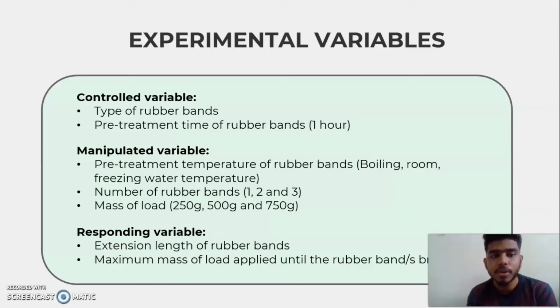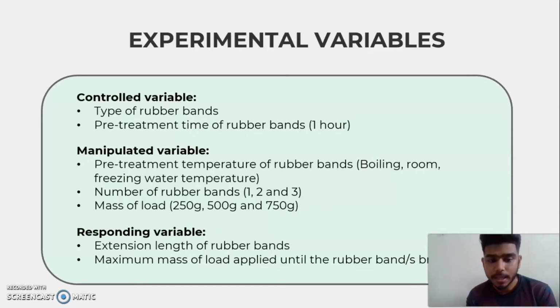For the control variable, we control the type of the rubber bands by using the same type of rubber bands. Next, we also control the time for the pretreatment for the rubber bands. For the manipulated variable, we proceed with 3 types of pretreatment temperatures, which are boiling temperature, room temperature, and freezing temperature of water. Next, we also manipulate the number of rubber bands to the cap.